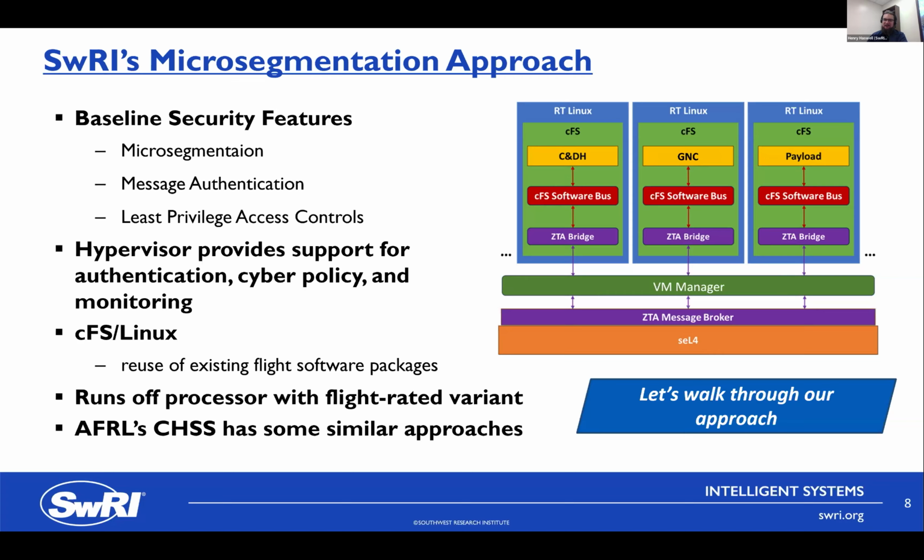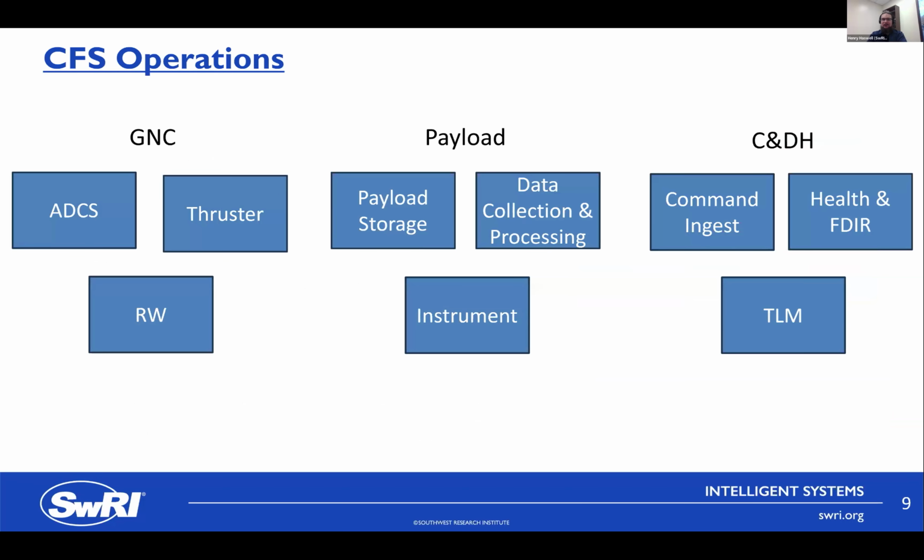So let's walk through a bit about our cFS configuration and our approach with microsegmentation. In our example cFS system here, we have three general categories of data flows. We have guidance, navigation, and control. We have payload data flows and command and data handling data flows. In each of those, there's some specific types of data flows within those.